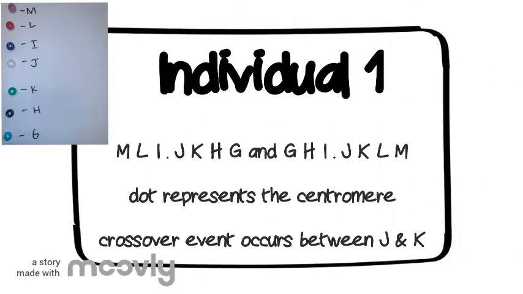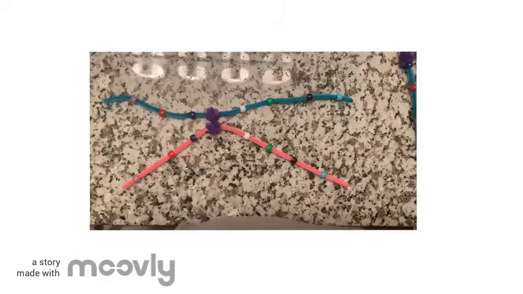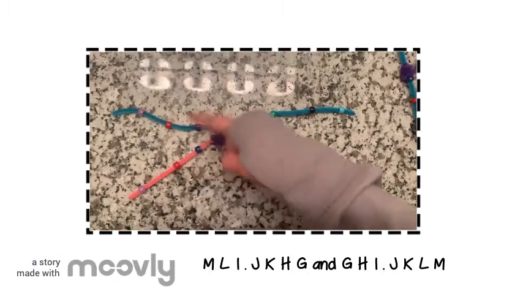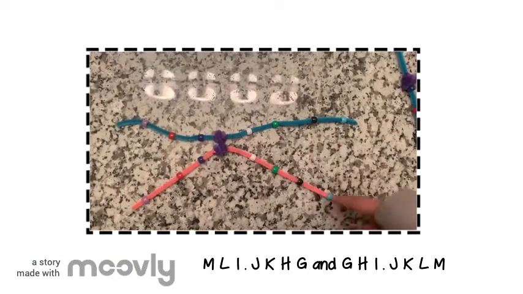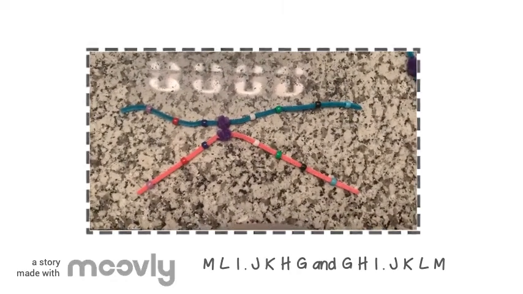So for individual 1, our dot is going to represent the centromere, and there's going to be a crossover event that occurs between J and K. So here is our sister chromatid, and as you can see, each color matches across, as well as the centromere matching in the middle. Now we're going to bring on our next strand.